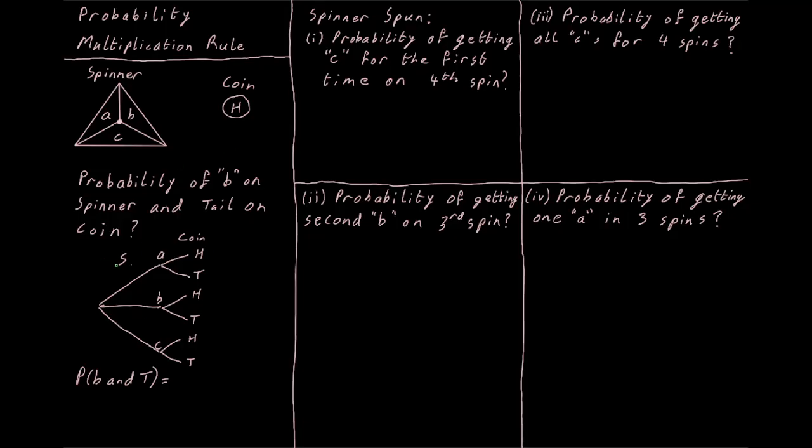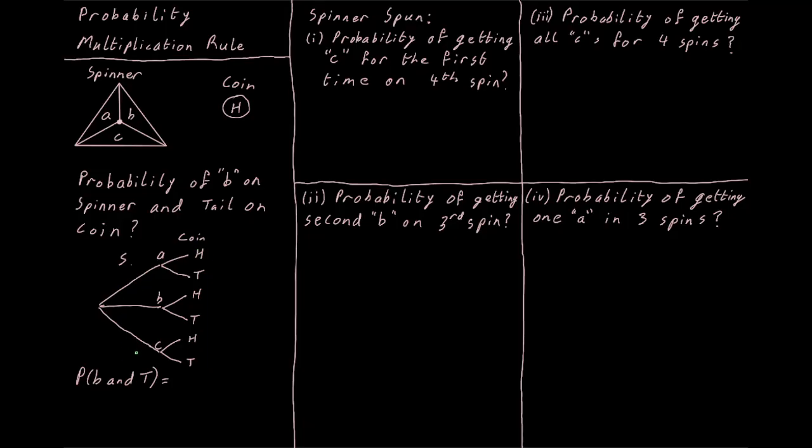Well, I have used this diagram to map out the different things that can happen, to try and keep track of them. I could get an A on the spinner, a B on the spinner, or a C on the spinner, and they're all equally likely. And on my coin, I could get a head or tail in each case. So if I got an A on the spinner, I could get a head or tail on the coin.